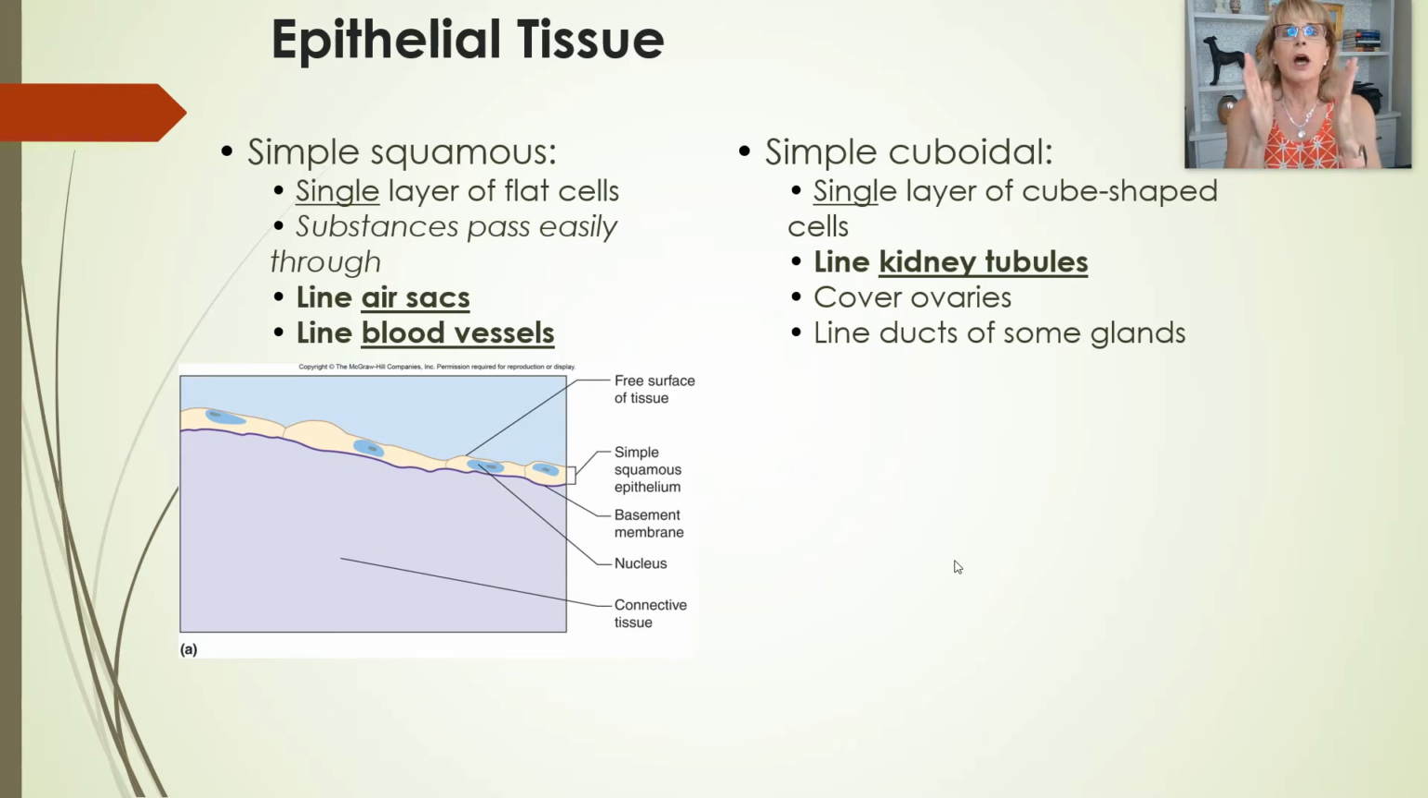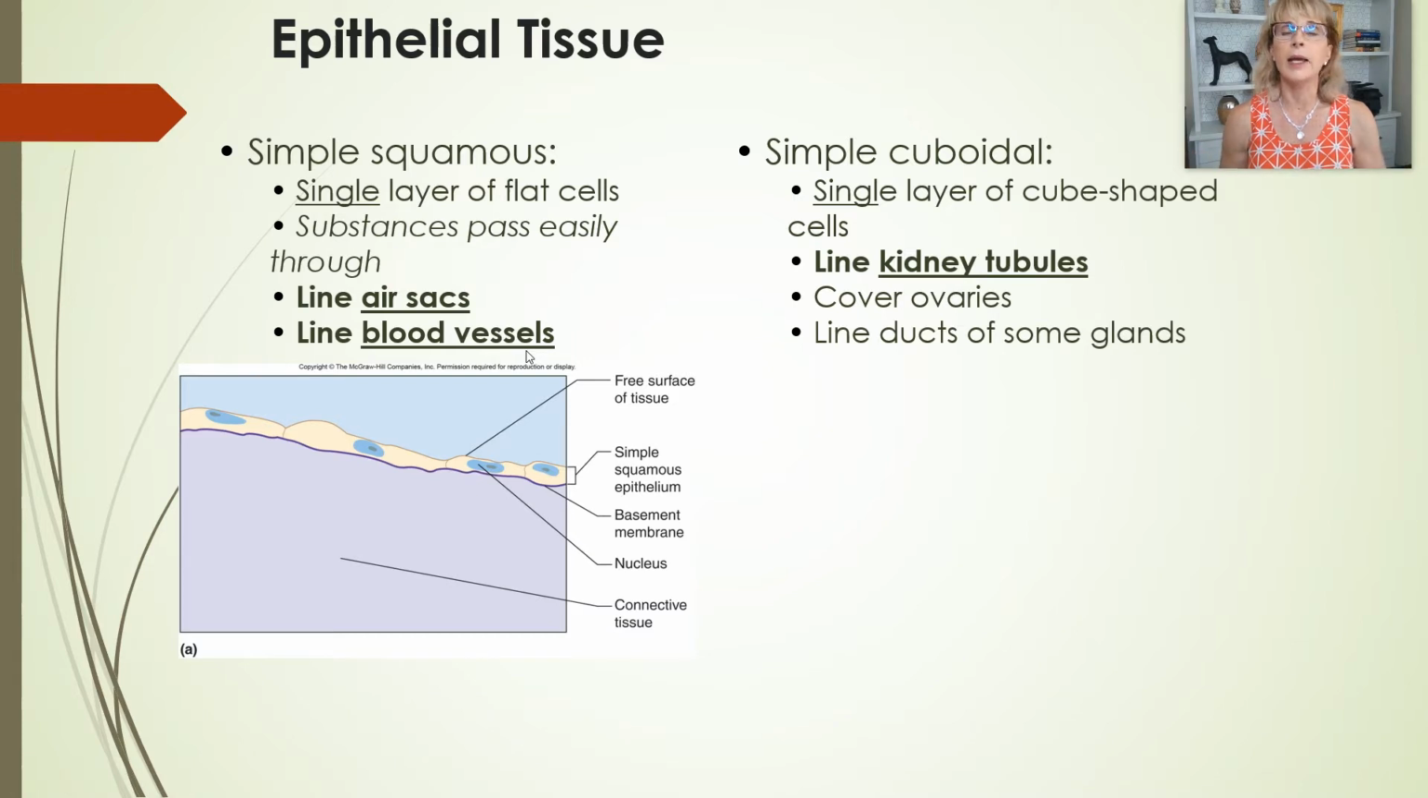Another thing, on exam 2, I'm going to ask you questions like, where will I find simple squamous epithelium, right? And there are a lot of examples. If you read your textbook, and I'm sure you have, you'll see there are a lot of examples. I'm not asking you to know them all, okay? But I do want you to know these that are in bold with an underline under them, okay?